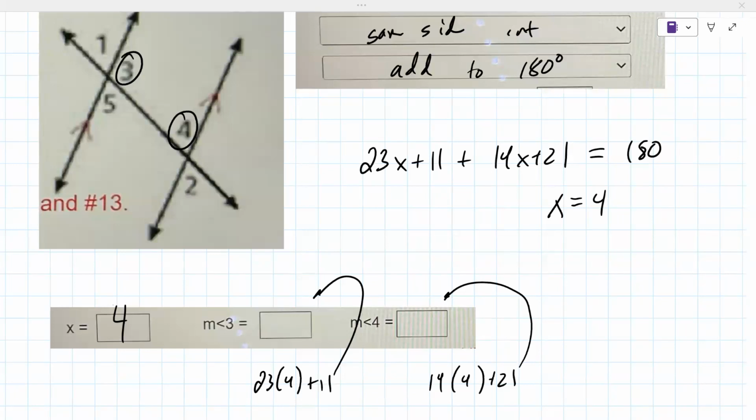For the first one, I have 103, and the next is 77. Okay, now your check is like, do they still add up to 180? And they do. So you got it, you've done it perfectly.